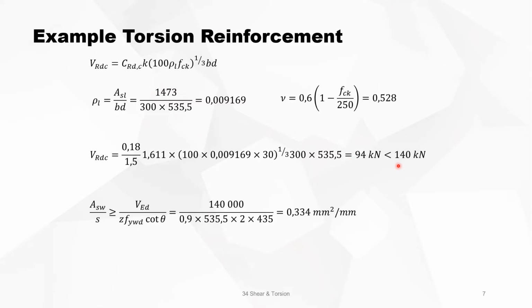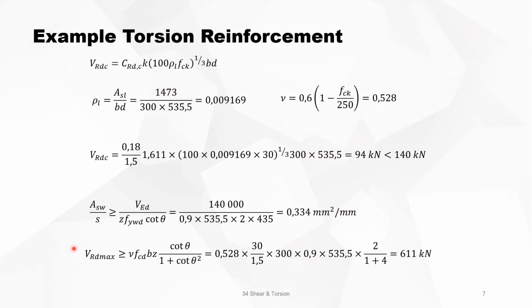So we need stirrups. And we need stirrups for the amount of ASW over S bigger than this value. The alpha is 90 degrees. So we take vertical stirrups, and we have 0.334 square millimeters per meter. This is the needed reinforcement for the shear force only.